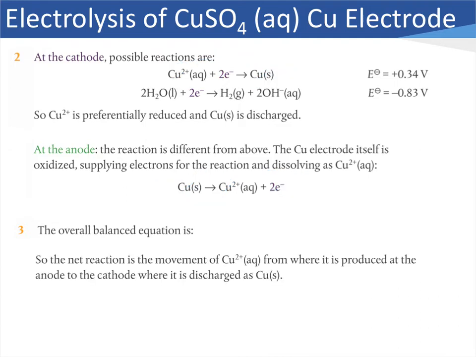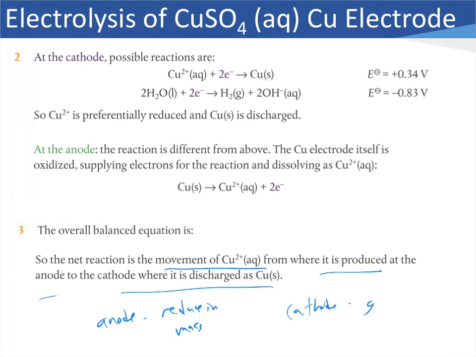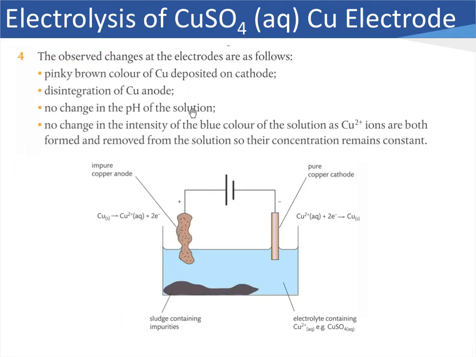Well, what really is happening is the movement of copper ions from where they are produced at the anode to the cathode where they are discharged as copper. So the anode will reduce in mass and the cathode will gain mass. That's something to keep in mind. Here's a diagram which I think is helpful for this particular scenario because it does seem a bit odd at first.